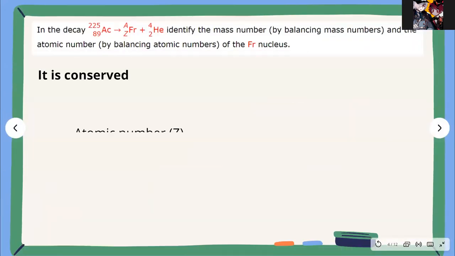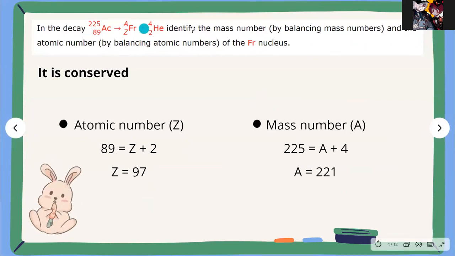Okay, so for the first question, in the decay of this equation, we need to identify what is the mass number and the atomic number of Fr nucleus. Like I said before, we need to understand that all this equation is conserved. So in order to calculate, conserved means the atomic number before the reaction and after the reaction must be equal. So here, the atomic number, which is the Z, 89 is the before and equal to Z plus 2. And then we do the calculation and we'll get the Z equal to 97.